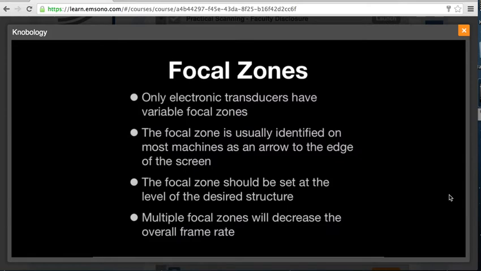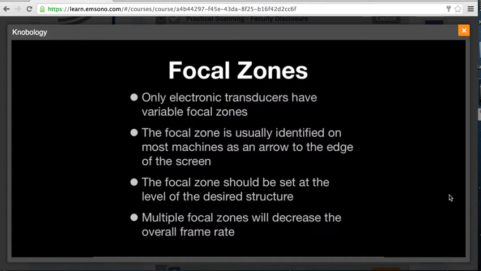Let's look now at focal zones. Only electronic transducers will have variable focal zones, and the focal zones will usually be identified on most machines as an arrow on the edge of the screen, and we'll show that in a second. The focal zone should be set at the level of the desired structure.